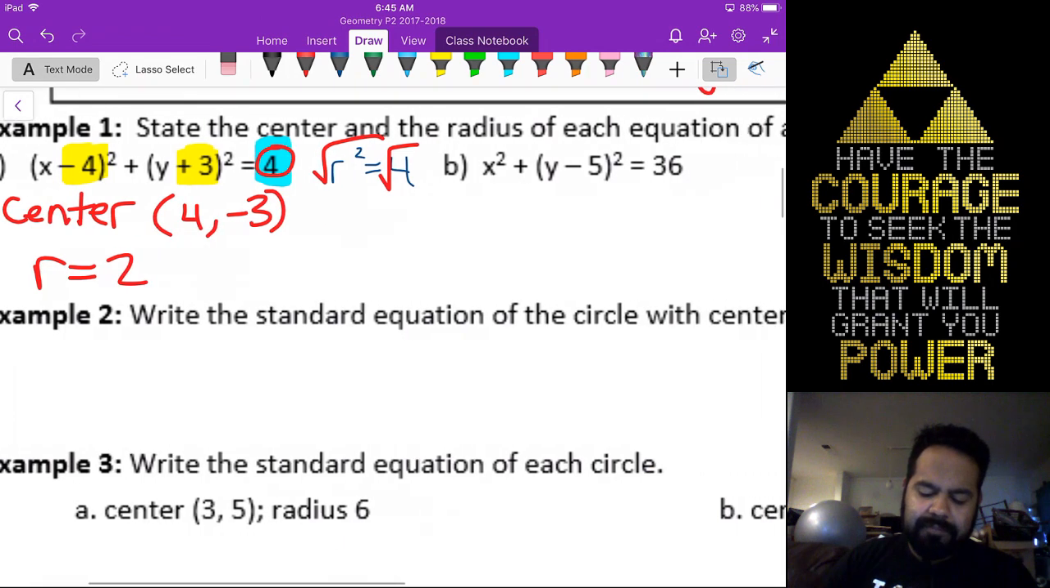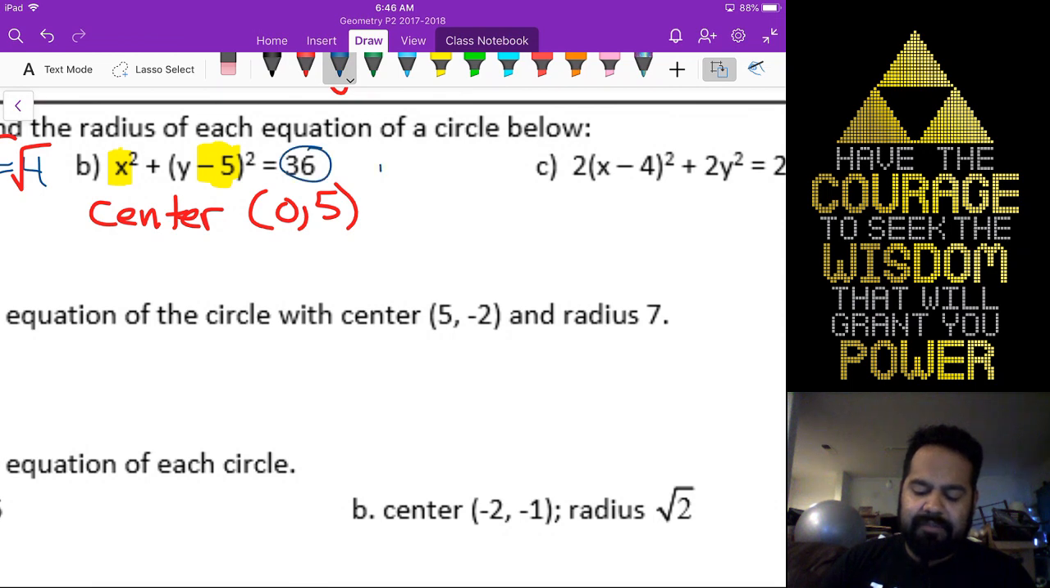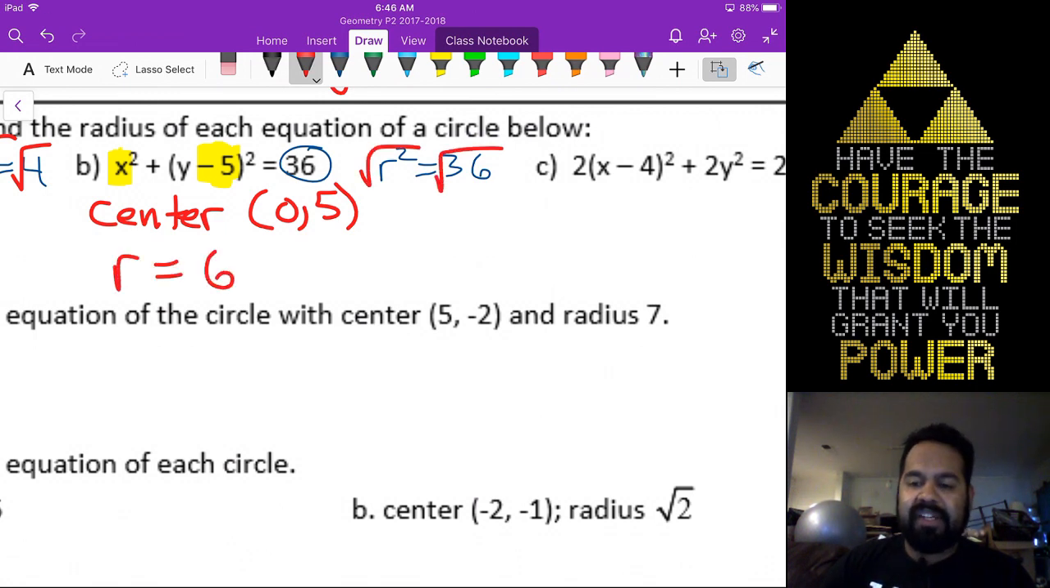Not so bad. On letter B, things are a little different, because notice there's no h. There's no number that goes with the x squared. But that's okay, because if there's no number, that just means 0. So our center for this one will be (0, 5). And again, solving for the radius, r squared equals 36, so therefore r equals 6.